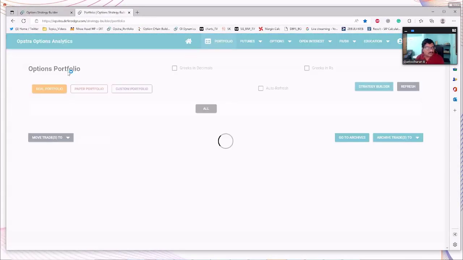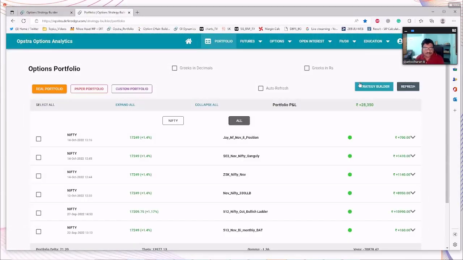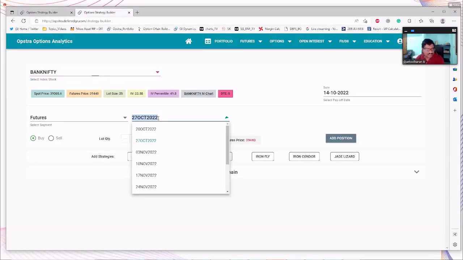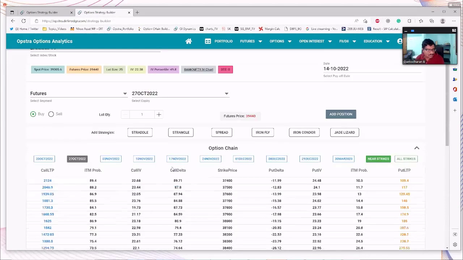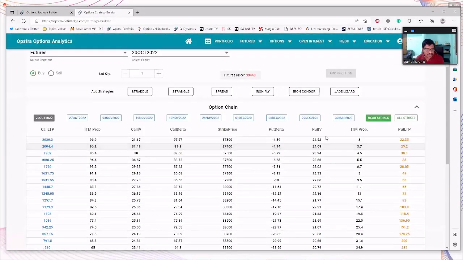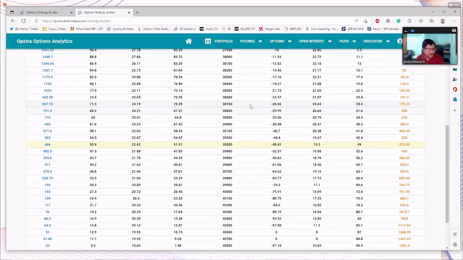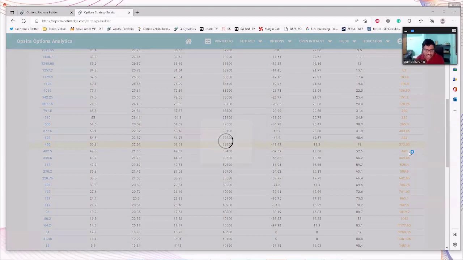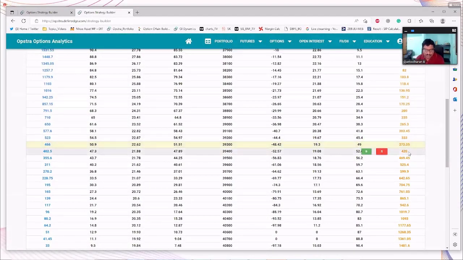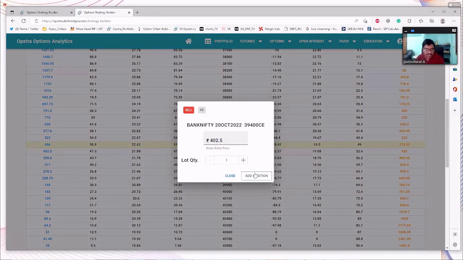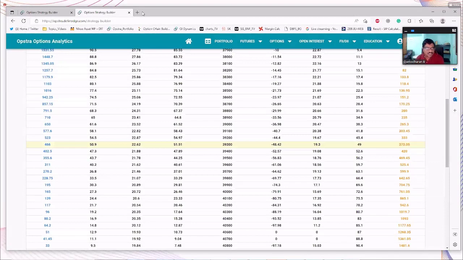Just for the sake of it, because Bank Nifty has higher premiums compared to Nifty and volatility is also more, assume I am selecting the current month. Where is my 39,400? Do you agree this is the at the money? If I sell, you just mark 420 rupees, 400 rupees. That means from here, 800 points is your range, and on both sides your chart is something like this.